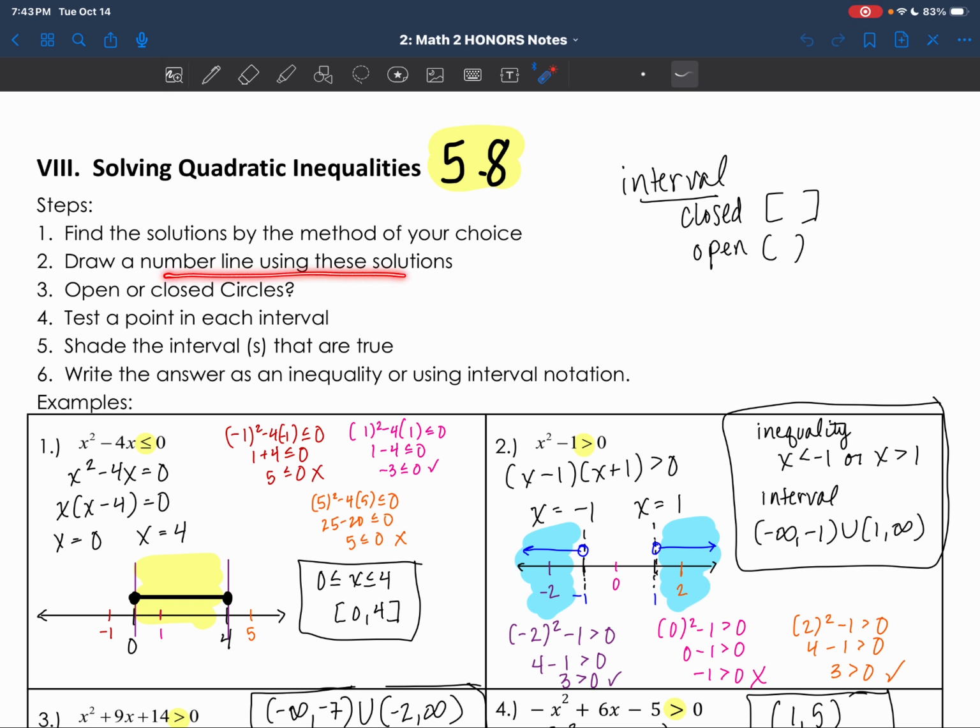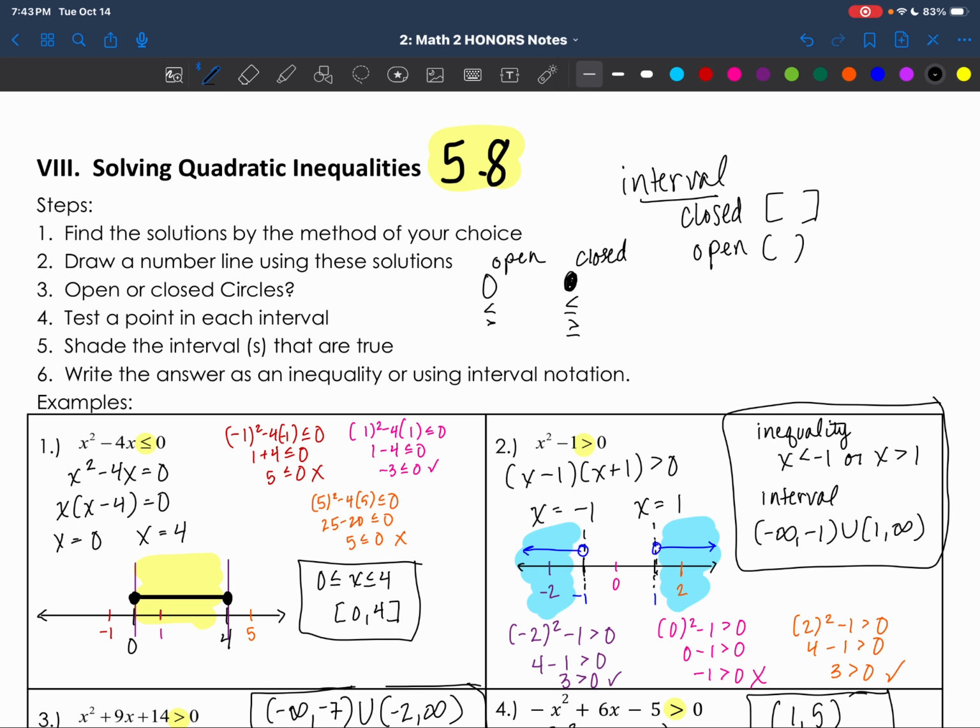So you're going to draw a number line using whatever your solutions are. Now, you need to determine, is it going to be open or closed circles? So an open circle means it includes that point. So open would be this, and a closed would be filled in. So open, an example would be less than or greater than. Closed would be less than or equal to or greater than or equal to.